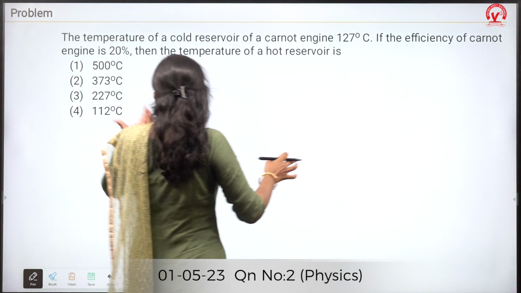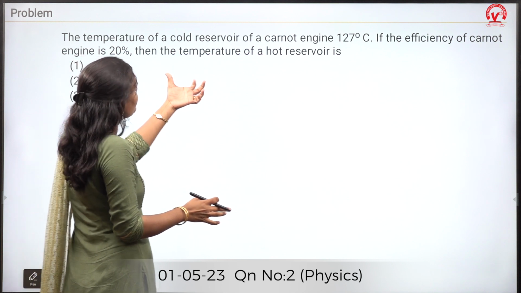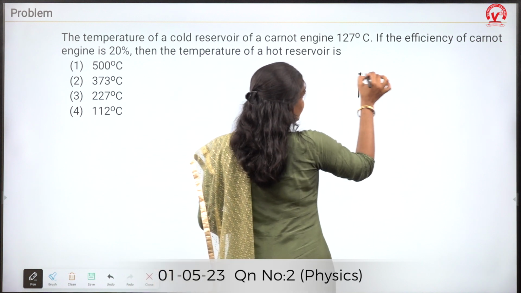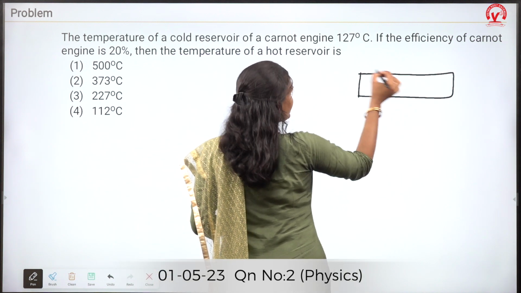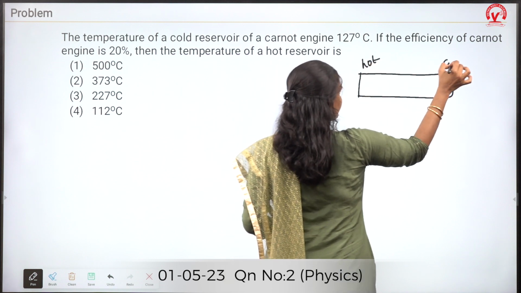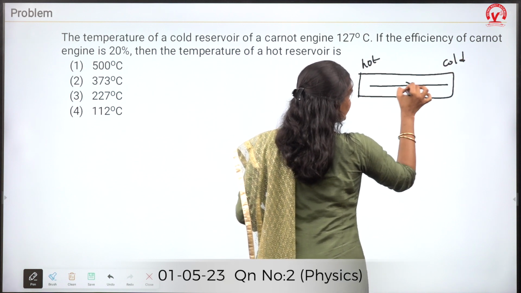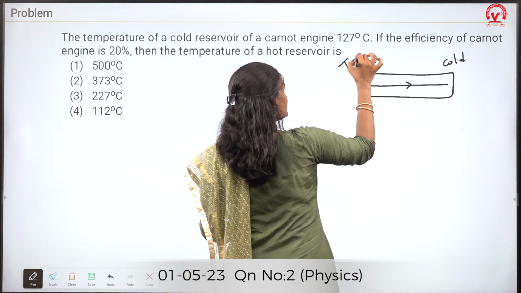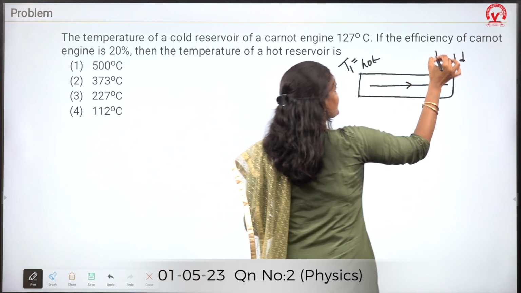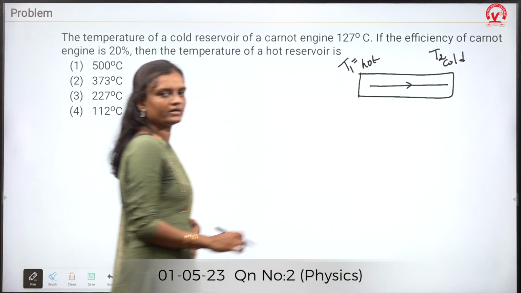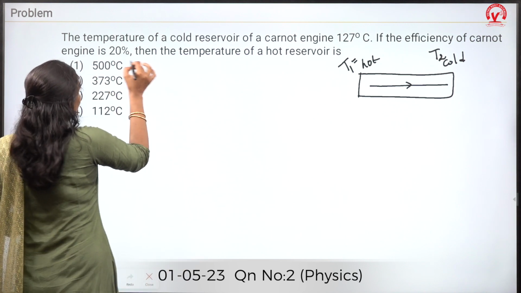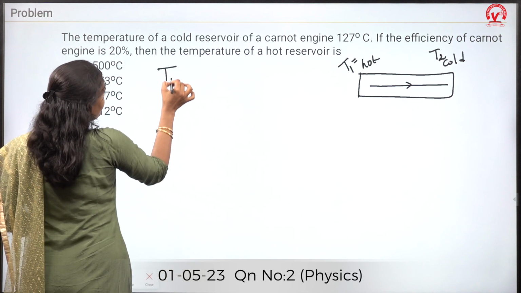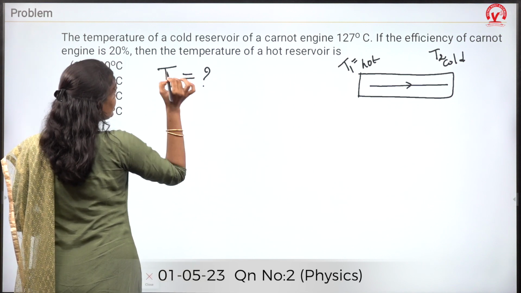The temperature of the cold reservoir of a Carnot engine is 127 degrees Celsius. If the efficiency of the Carnot engine is 20%, we need to calculate the temperature of the hot reservoir. We know that heat always flows from the hot end to the cold end. So I am going to take the hot end as T1 and the cold end as T2. We need to find T1, the temperature of the hot reservoir.